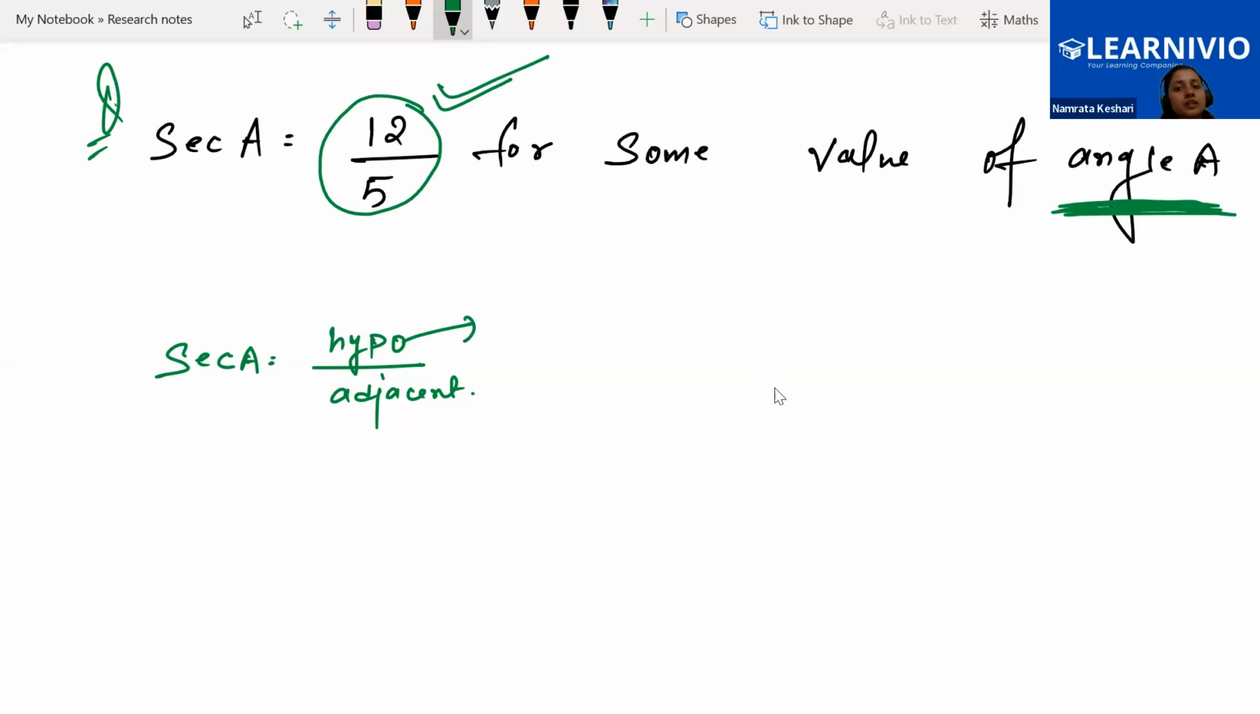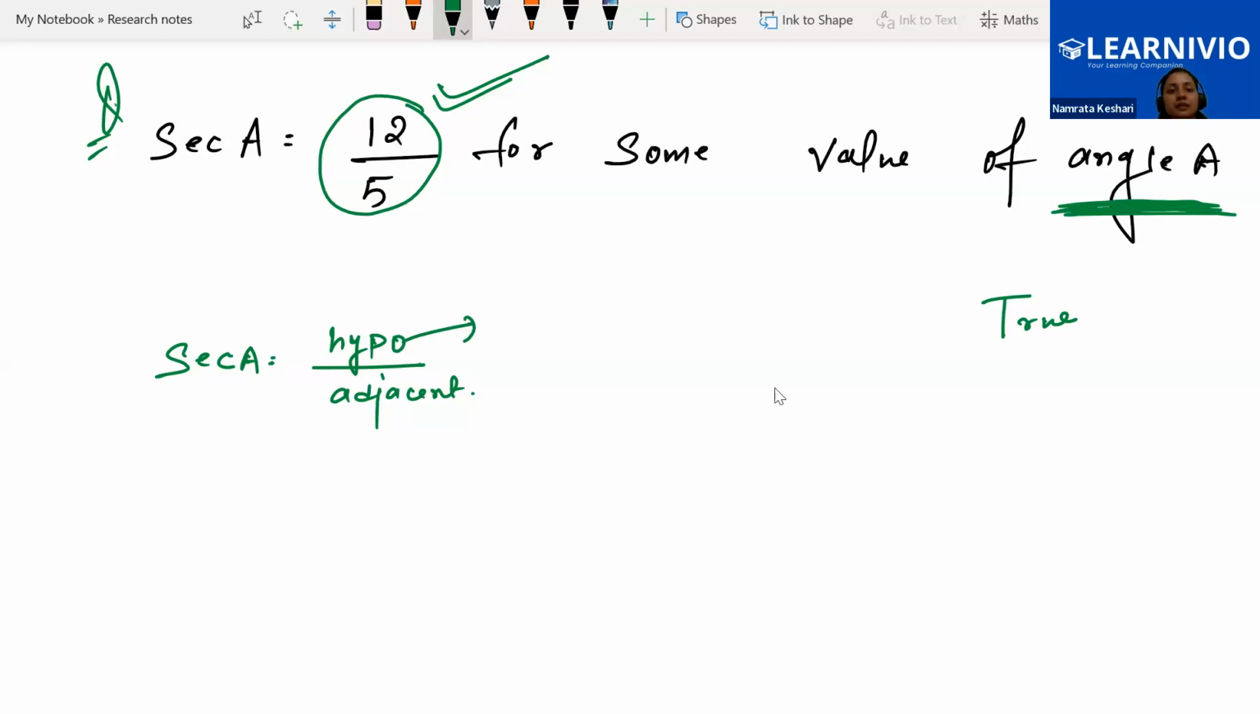Yes. So it is true or false? It's true. Whenever such a statement is given, you just have to check whether according to the trigonometric ratio, it can be possible or not. Yes, it is possible. The numerator has to be bigger than the denominator, and it is the case over here. 12 by 5 we are having. 12 is representing the hypotenuse part and 5 is representing the adjacent part. It can be possible for any angle A. So the given statement is true. Are you getting it?